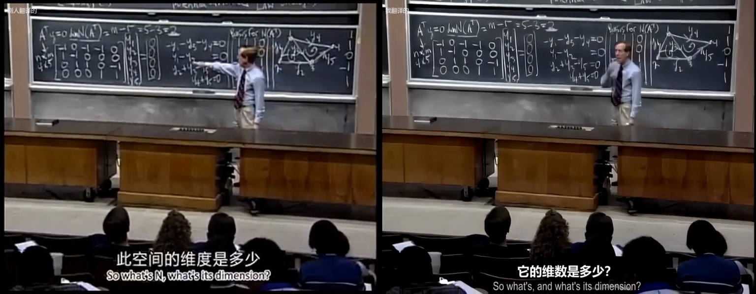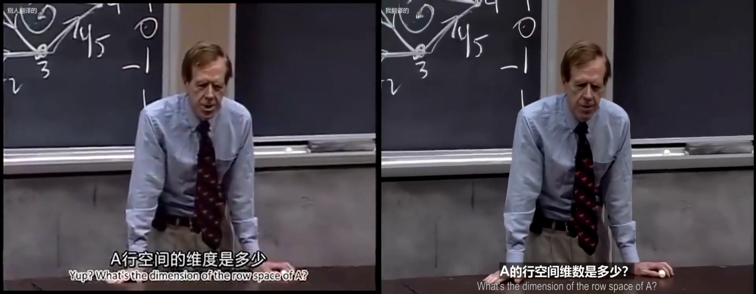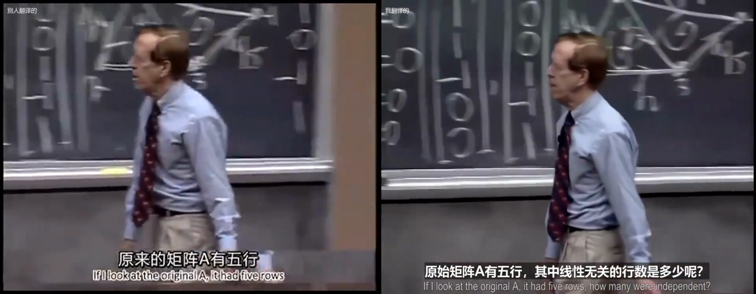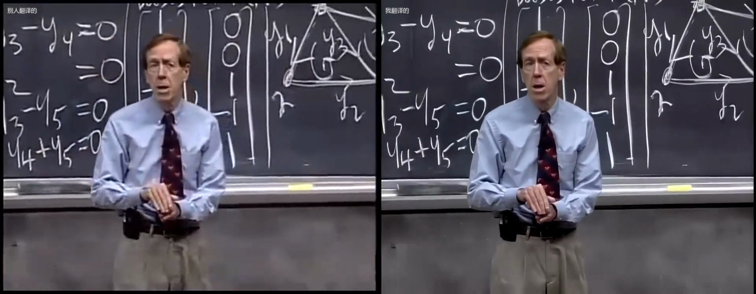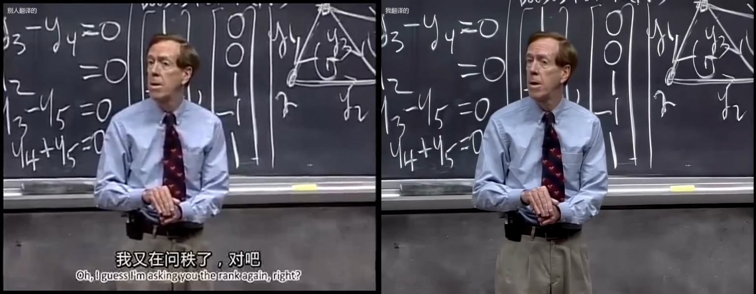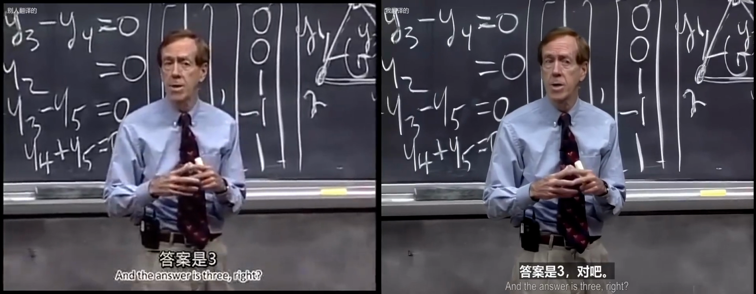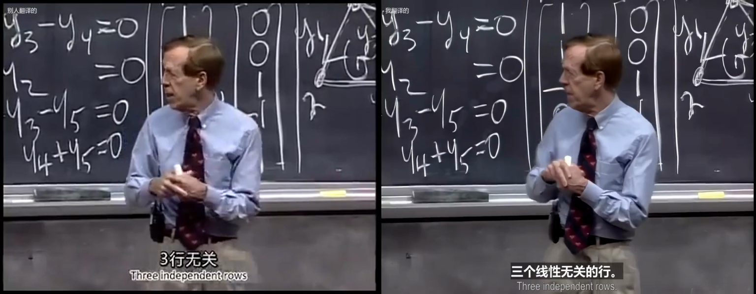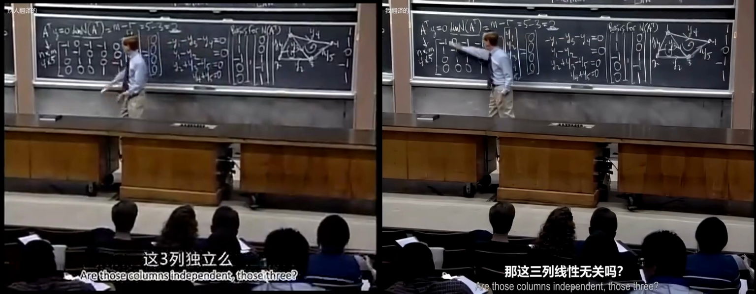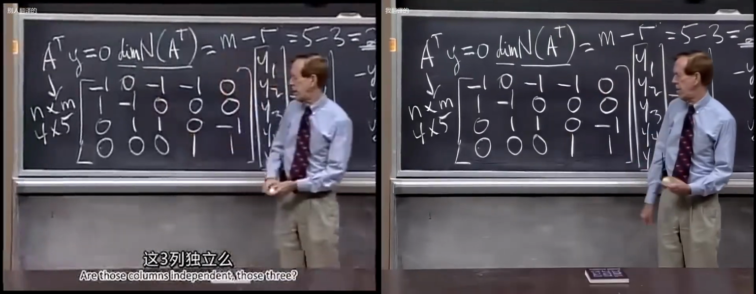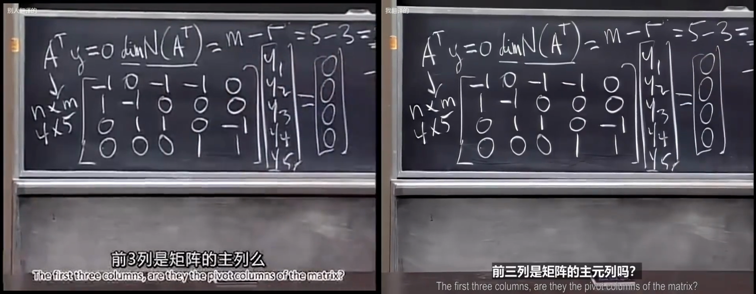So what's its dimension? What's the dimension of the row space of A? If I look at the original A, it had 5 rows. How many were independent? So I guess I'm asking you the rank again, right? And the answer is 3, right? 3 independent rows. When I transpose it, there's 3 independent columns. Are those columns independent, those 3? The first 3 columns, are they the pivot columns of the matrix? No.